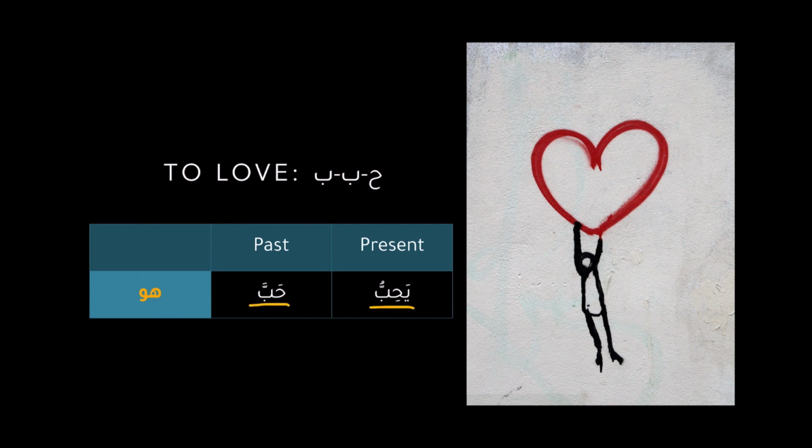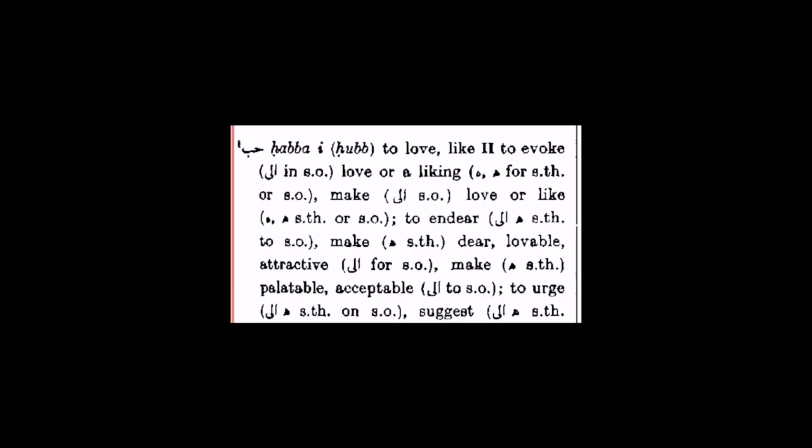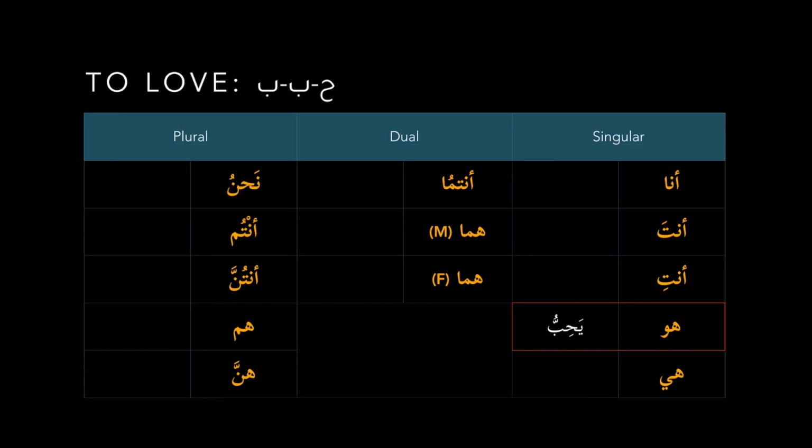Now, the first thing we do, as always, is look up the root in the dictionary, but note that when you're looking up a doubled verb, you only look up the first two radicals, in this case, habba, not hababa. And in this case, we see that the identity of the stem vowel is a kasra, denoted by that I, which tells us that the huwa conjugation is huwa yahibbu.